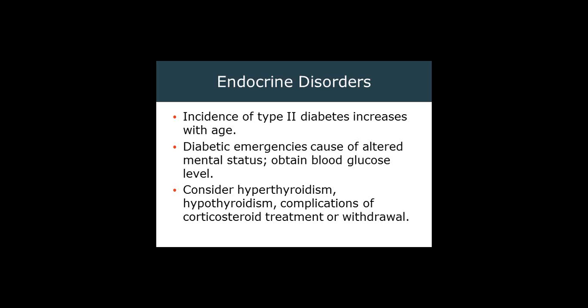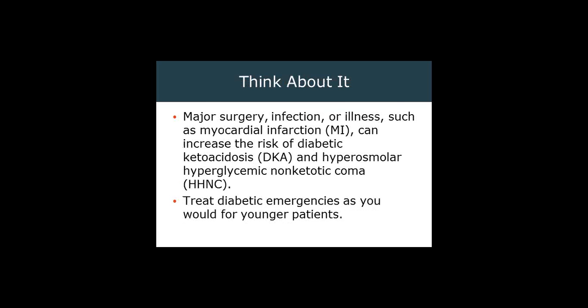Consider hyperthyroidism, hypothyroidism, complications of corticosteroids. A lot of elderly patients might be on steroids for various reasons. Those can lead to things such as Cushing's. So major surgery, infection, or illnesses such as an MI can increase the risk of DKA or HHNC, which might be a good time to go back and just briefly review those.